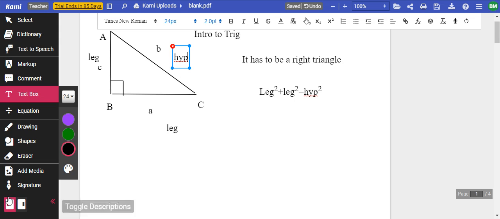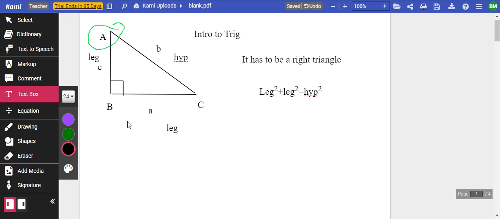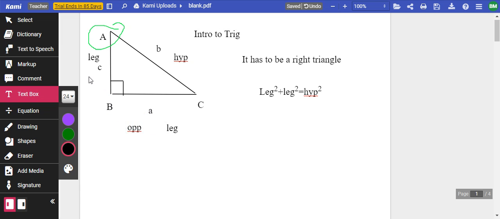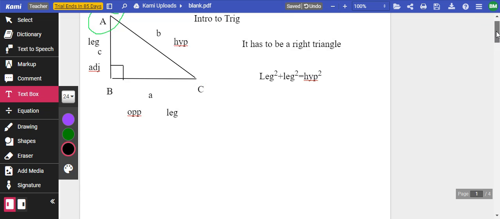Now, if we are looking at one particular angle, like in this case, we might look at angle A, we can label these things another way to be able to start some trig stuff. This one would be opposite. It is across from it. This one would be adjacent. It is next to it. And B over here would still be our hypotenuse. Okay, so that's just kind of how we look at those.